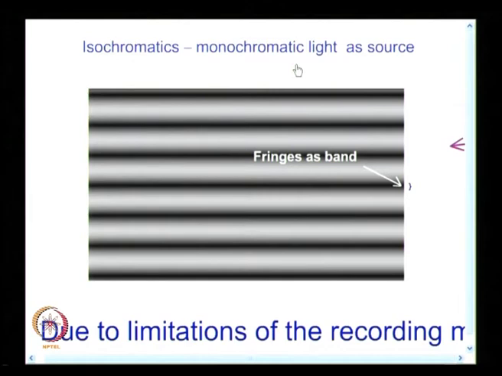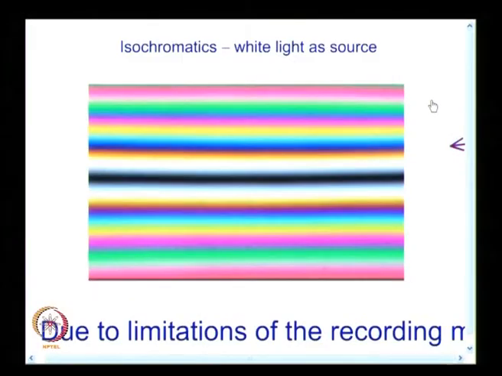On the other hand, if I use white light, which is the uniqueness of photoelasticity, I get the same fringes appearing as a beautiful play of colors.